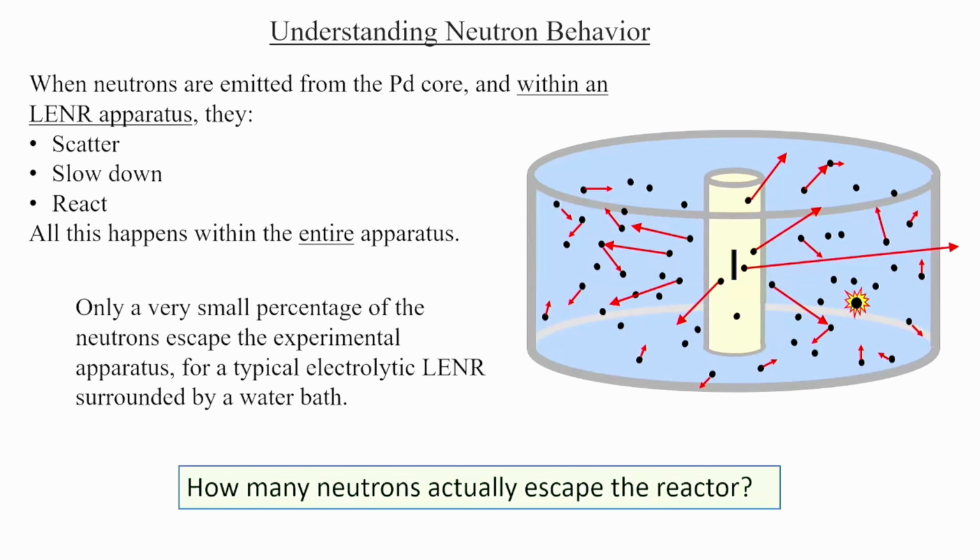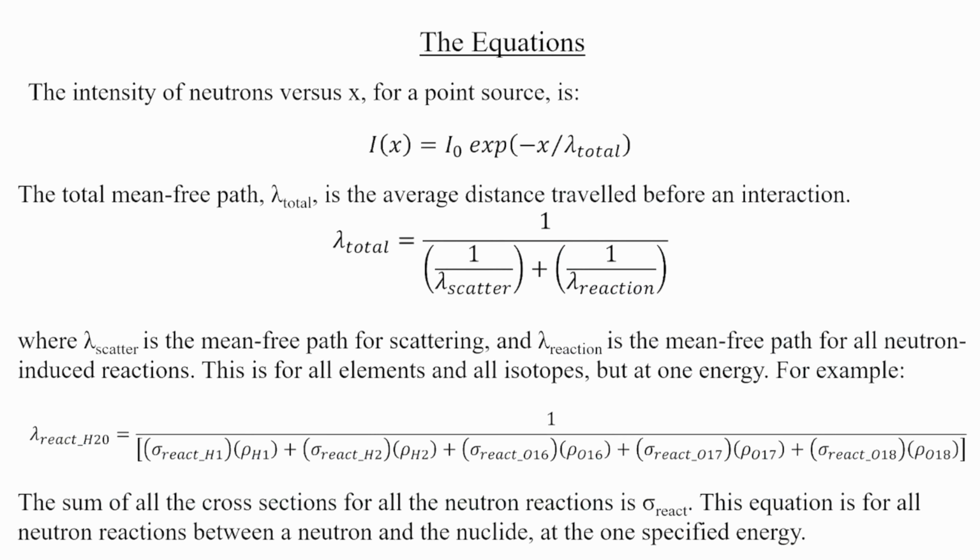When the neutrons are emitted from the PD core and they're still within the LENR apparatus, they're going to scatter, they're going to slow down, and they're going to react. And all of this happens within the entire apparatus, not just within the core. Only a very small percentage of the neutrons will escape the experimental apparatus for a typical electrolytic LENR surrounded by a water bath. But how many actually do escape?